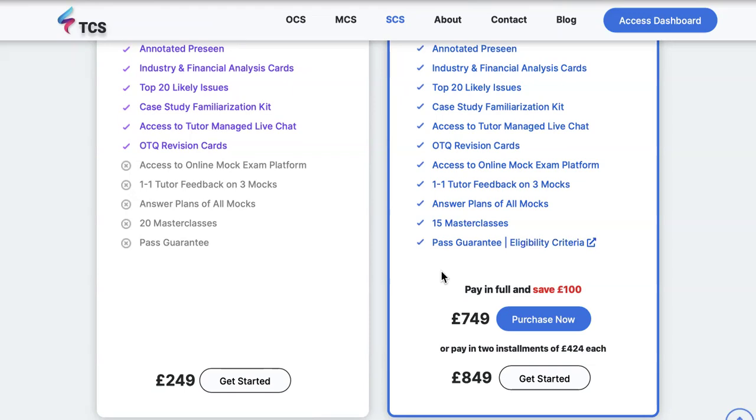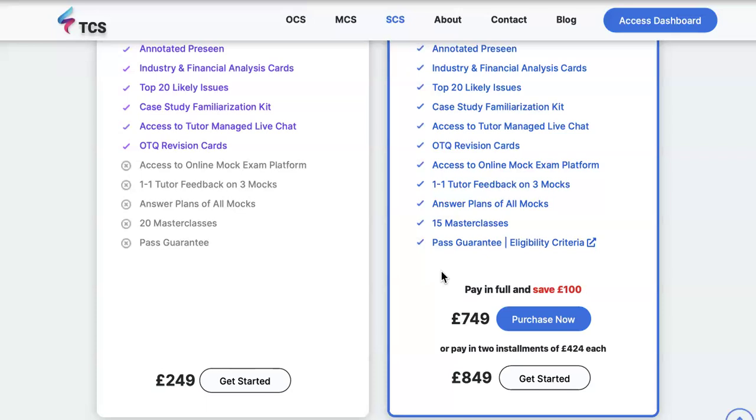So if you attempt all 5 mock exams, and then if you watch these 15 masterclasses, you will learn the entire syllabus and you'd know how to apply each theoretical concept in a practical manner at your examination. So once you have access to all this content, you will pass for sure. That's exactly why we are providing a pass guarantee under the premium package.